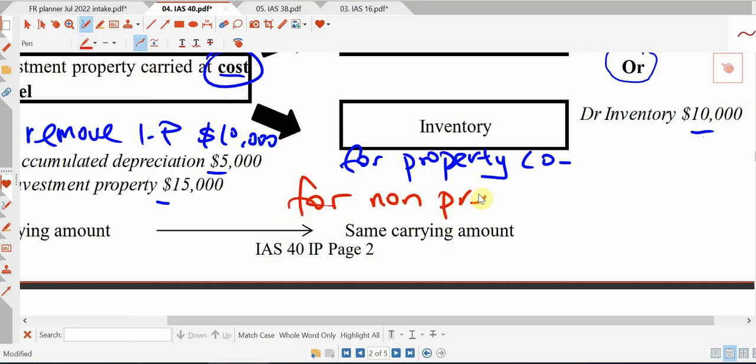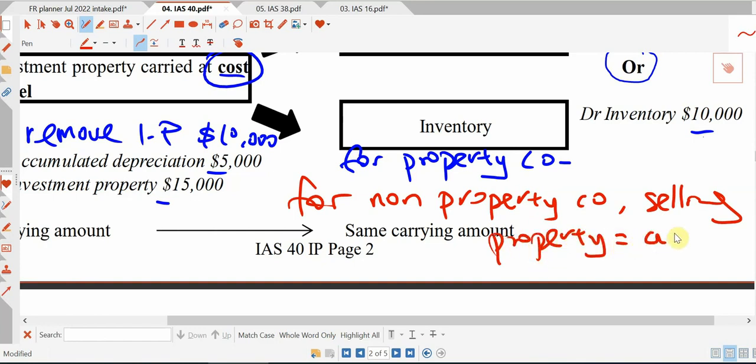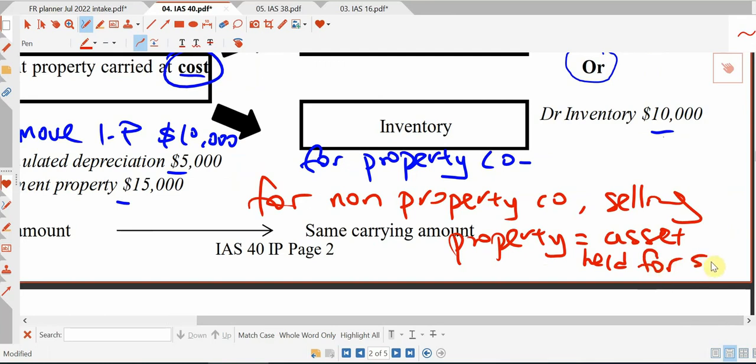For a non-property company, selling property equals asset held for sale. Okay, this one we got a standard, IFRS 5. No space, too bad, okay? IFRS 5. All these are in your syllabus. You will learn all this one day.